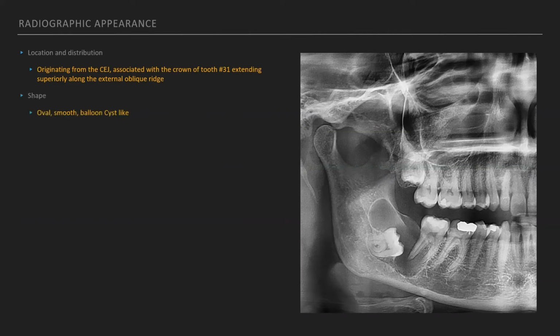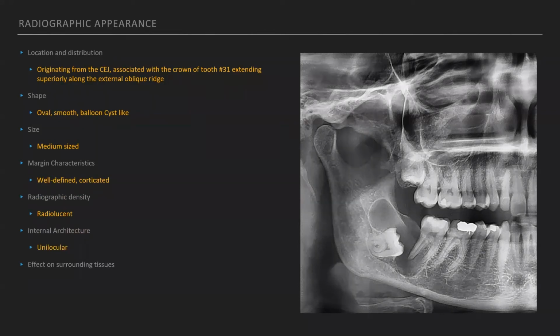The shape is going to be nice, oval, smooth, balloon, cyst-like. The size is going to be a medium size, small. Margin characteristics is well-defined, corticated. The radiographic density is radiolucent. The internal architecture is going to be unilocular, and for the effects on the surrounding tissue, you can see the mild inferior displacement of the IAC, the inferior displacement of tooth number 32, and a superior displacement of that alveolar ridge.